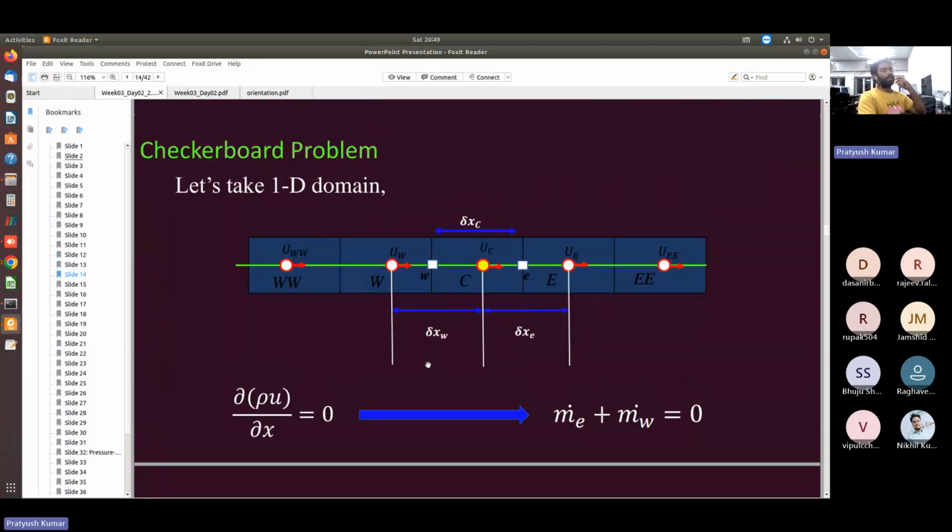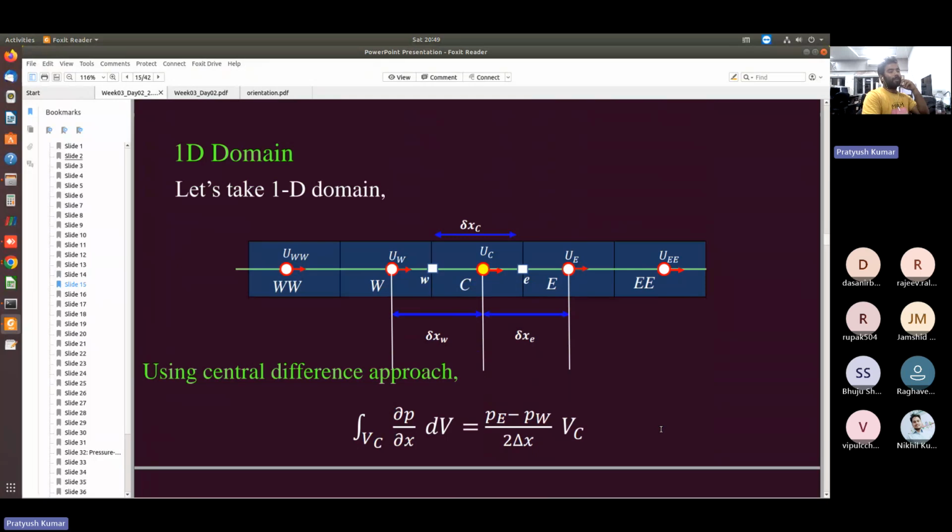So for the first term, you can write m dot e plus m dot w equal to 0. But while we are going to discretize the pressure term, this is the pressure gradient I am taking just for the x direction. So this pressure term we can discretize using central differentiation. We can write it as Pe minus Pw upon 2 del x. If you are taking this as a cell center and assuming uniform cell grading, then del x w equals del x c, which we can assume to be del x.